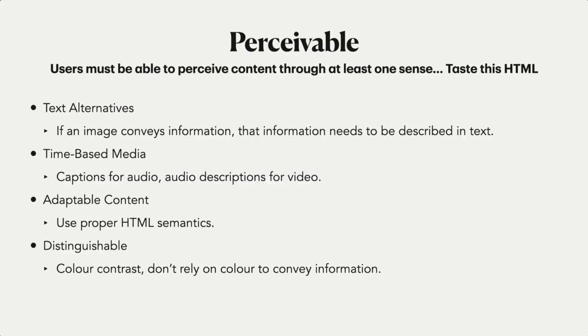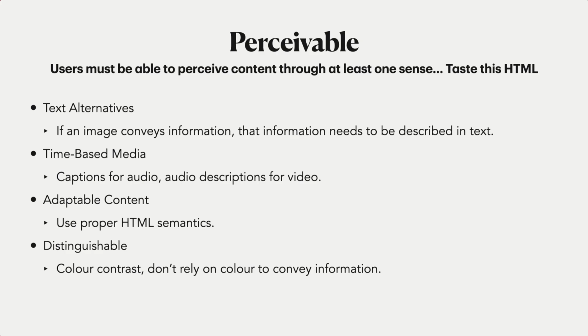The third area is adaptable content. Content should be structured so it can be presented in different ways without losing meaning. In practice, this means using proper HTML semantics. If something's a heading, mark it with a heading element, or if something's a list, use a list element. Don't just make text look like a heading by making it large and bold. Use the actual heading tag. Assistive technologies rely on this semantic structure to present content in alternative ways, like reading out a document outline or navigating between sections.